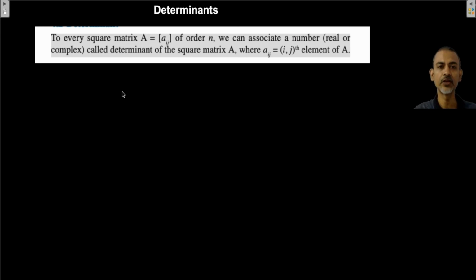In today's lecture, we are going to start with the chapter Determinants. This is chapter 4 of class 12. So let's start the chapter. First of all, let's start with a definition.